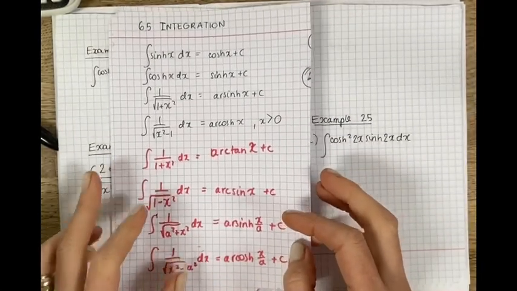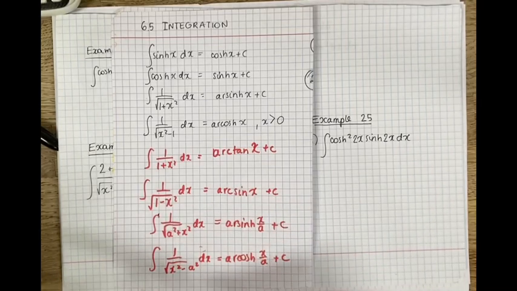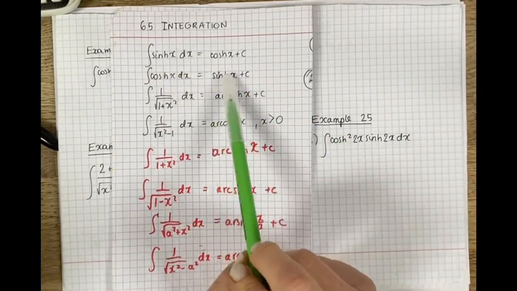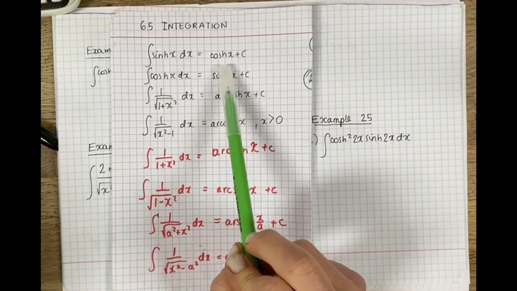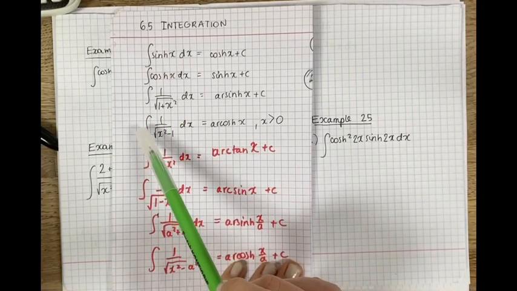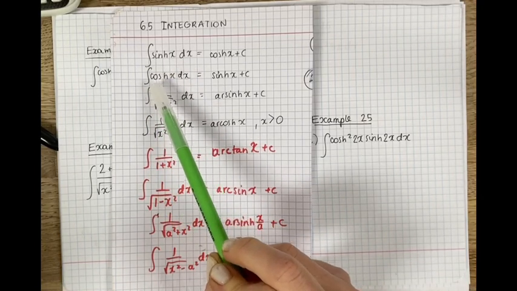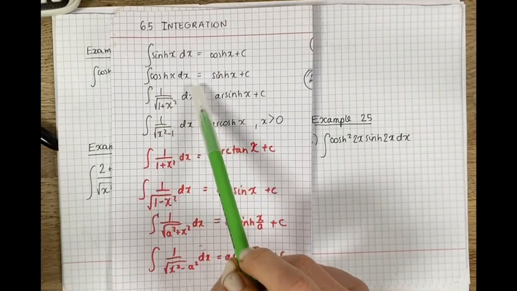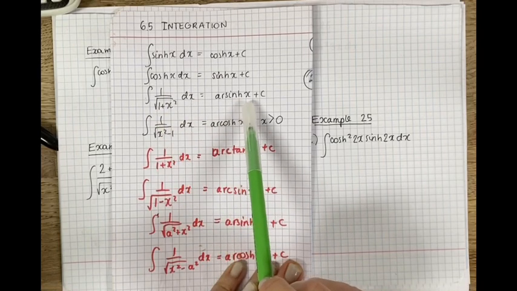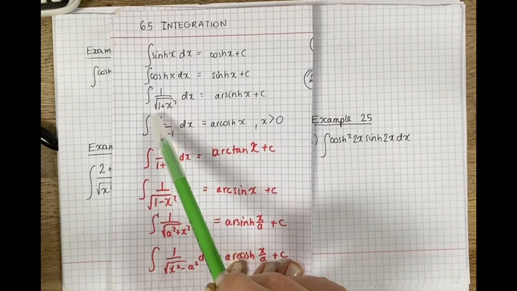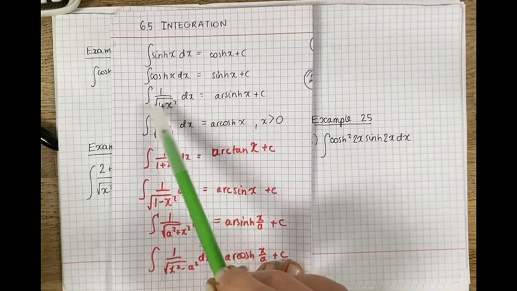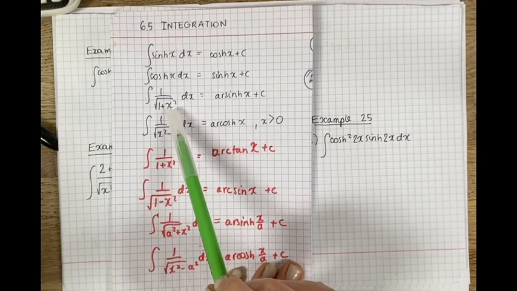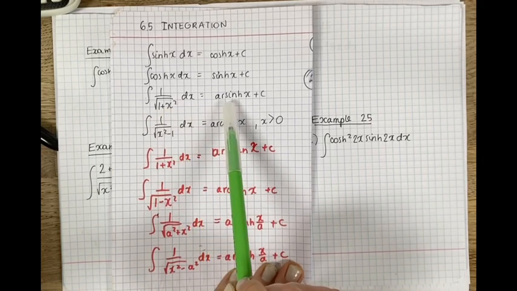Section 6.5, integration. We've got a fair few examples to go through, so let's get moving. There are 4 results in the formula booklet. The integral of sinh is cosh, not surprising because cosh differentiates to sinh. The integral of cosh is sinh, again for the same reason. Then arsinh differentiates to 1 over square root of 1 plus x squared. So if you undo that, the antiderivative, which is the integration of 1 over root 1 plus x squared, is arsinh.